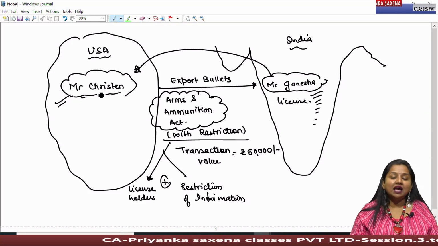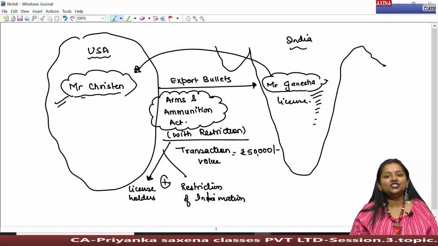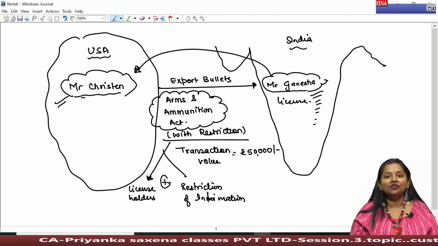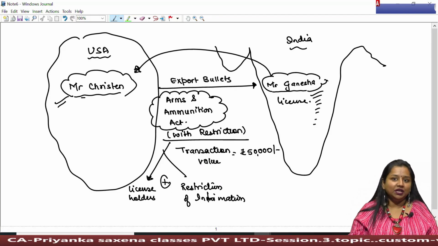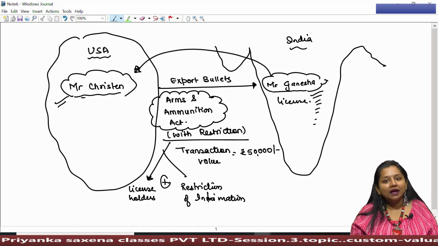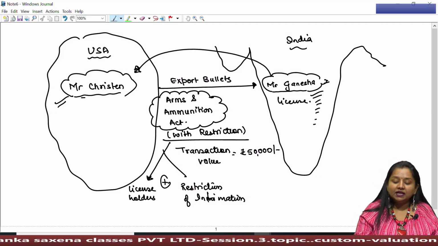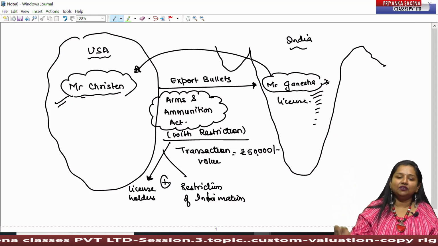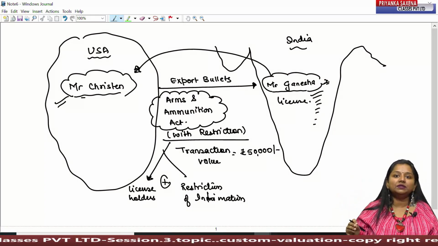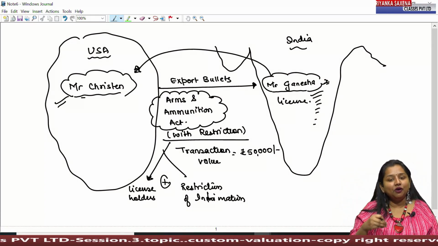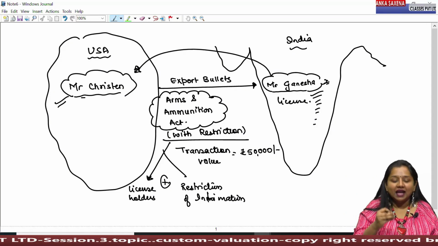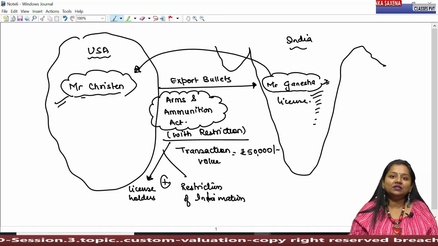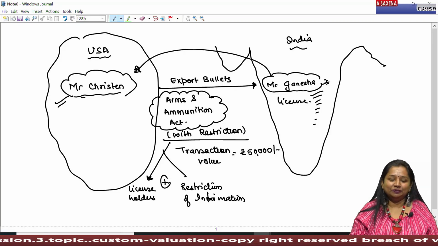Christine will definitely ask him where Mr. Ganesha has used those old 100 bullets, after which only he can supply another bullets. Now, if Mr. Ganesha informs Mr. Christine that he has used the 100 bullets for particular purposes which are within the ambit of law, then only after that can Mr. Christine make further supply of another bullets to him.